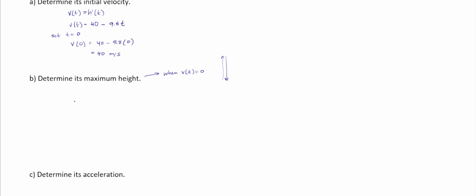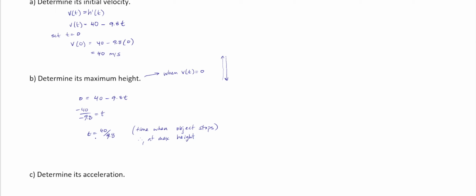So 0 = 40 - 9.8t, and I'm going to solve for t here. Then -40 divided by -9.8 is equal to t, and t is equal to 40 over 9.8. So what I've just found right there is the time when the object stops, and therefore at max height, as I just said over here.